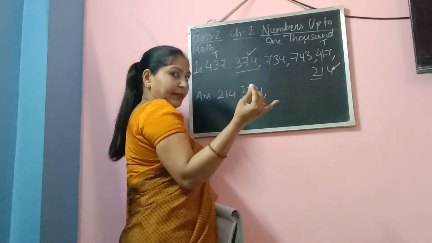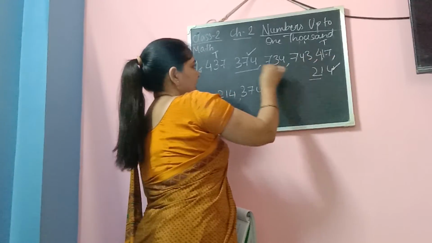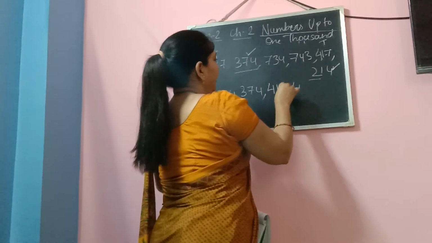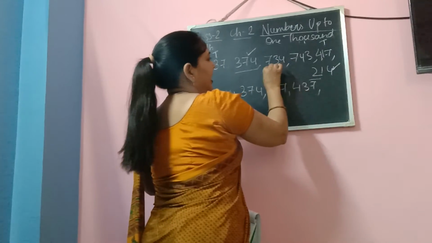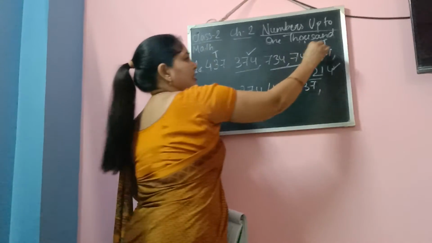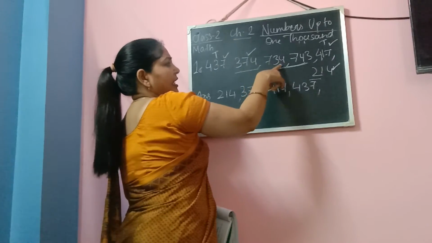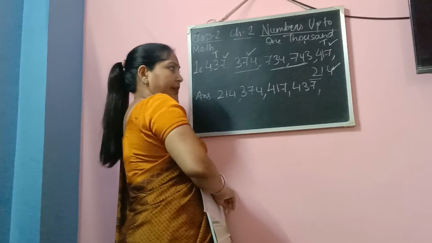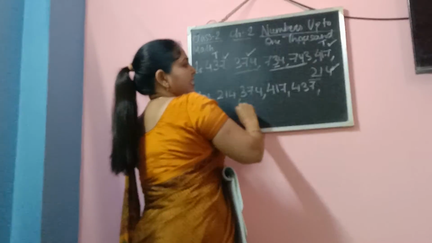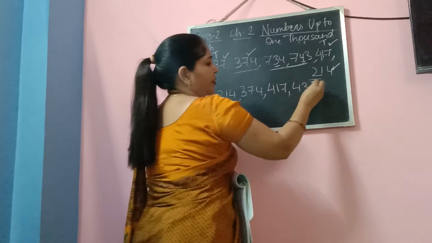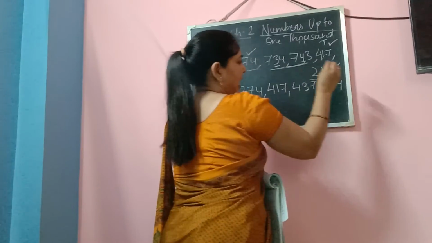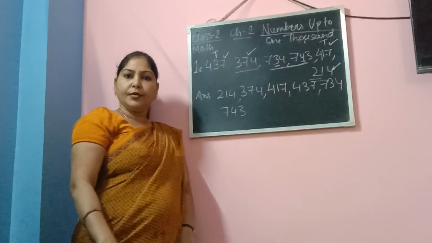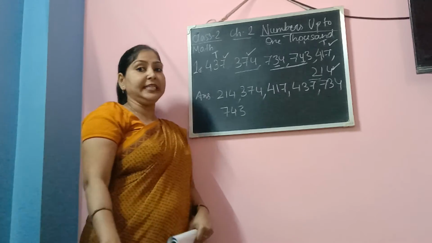We are writing ascending order, no? Small to big. So first we will write this number and then this number: 417, after that 437. Now we are left with these two numbers. Okay, these two are done. Now 734 and 743. Which one is smaller? 3 is smaller than 4. So we will write 734 and the largest number is 743. Okay, in this way you will be doing ascending order.